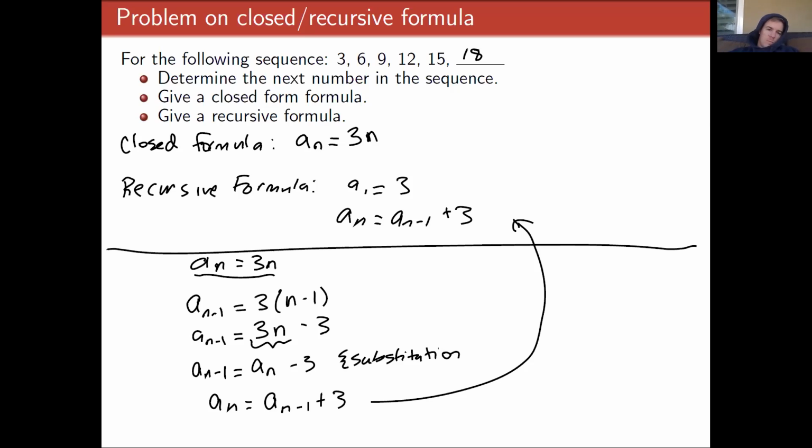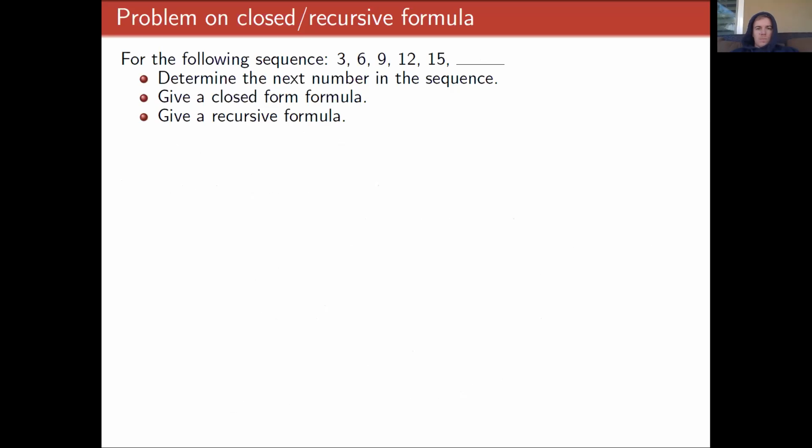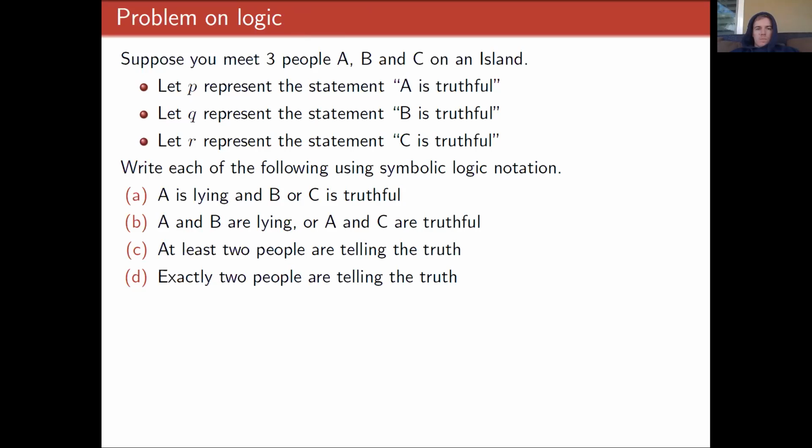So with that, let's move on to this next problem. So we have another problem on logic. Here we suppose that we meet 3 people, A, B, C on an island. We're letting P represent the statement that A is truthful, Q represent the statement that B is truthful, and R represent the statement that C is truthful. And then we're going to convert all of these statements into symbolic logic notation.